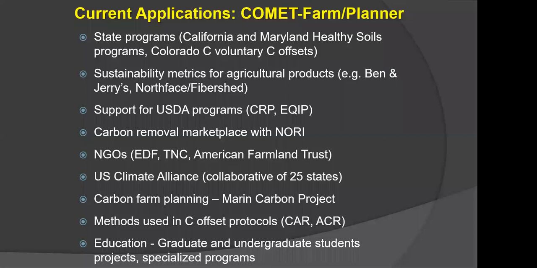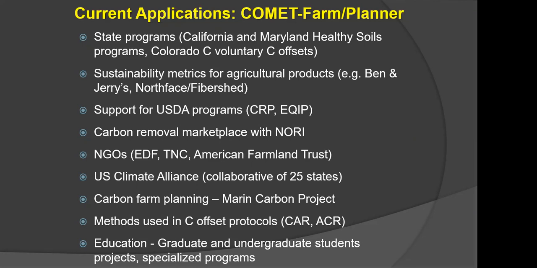We are working with some of these state programs, initially California, Colorado, and Maryland, and now that's expanding to a broader set of states within the U.S. Climate Alliance. We've also worked with several companies that want to use the system for sustainability metrics, and we've talked about this in previous meetings. USDA, of course, is our primary sponsor, and they're using it for some of their programmatic work. I don't know if the NORI folks are on the phone, but we've been working with them over the past several months because they're using the COMET system as part of their carbon removal marketplace strategy. We've also worked with a number of NGOs and some of the folks in California, Marin Carbon Project, et cetera.